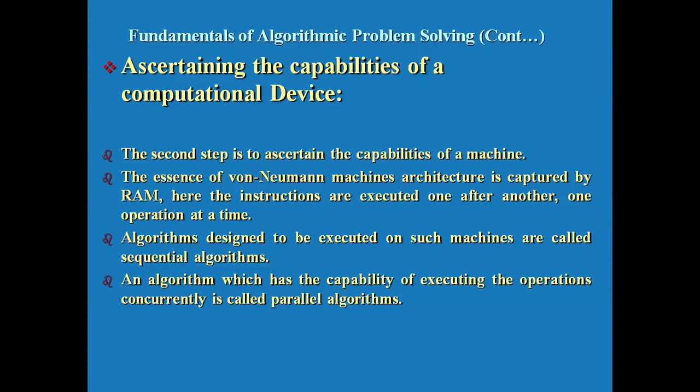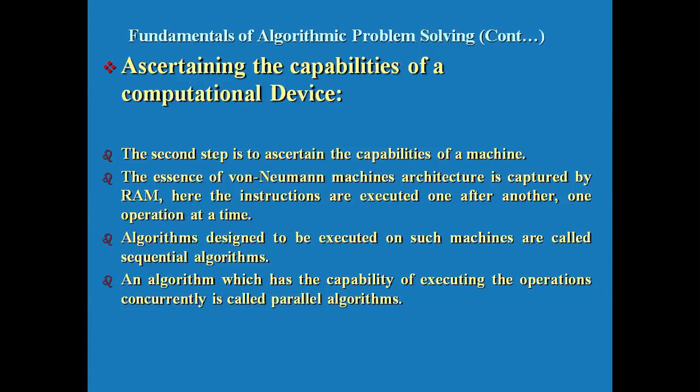The essence of von Neumann architecture is captured by RAM, random access memory, the main memory. Here only the instructions are stored and executed. The instructions are executed one after the other.